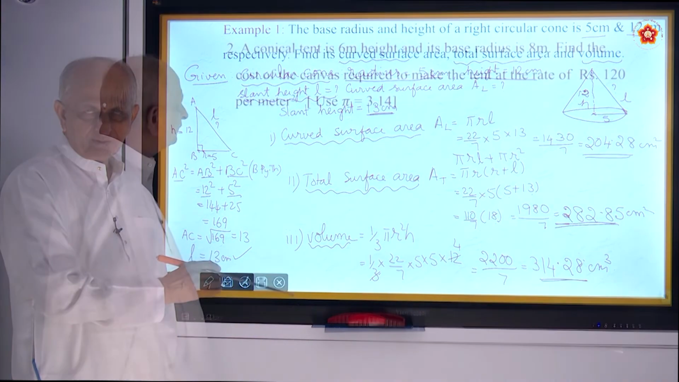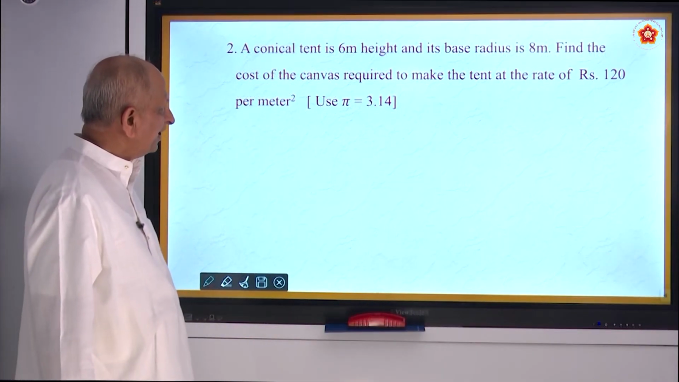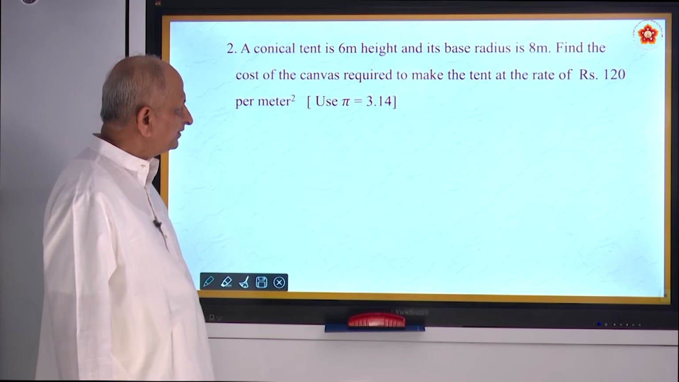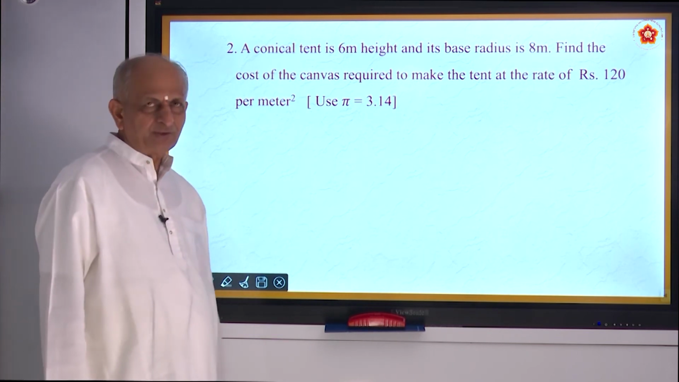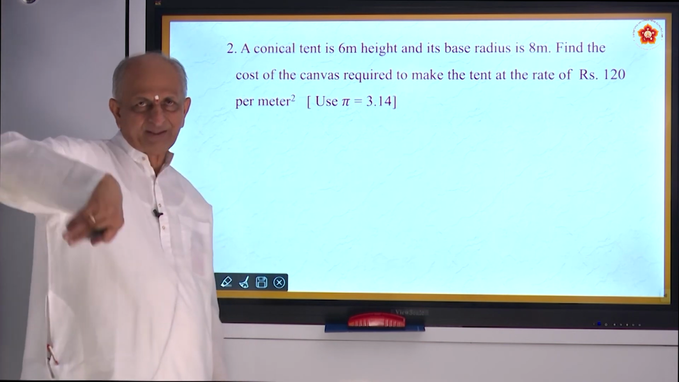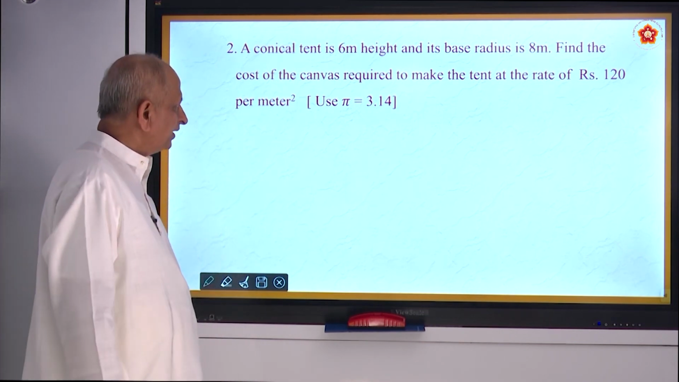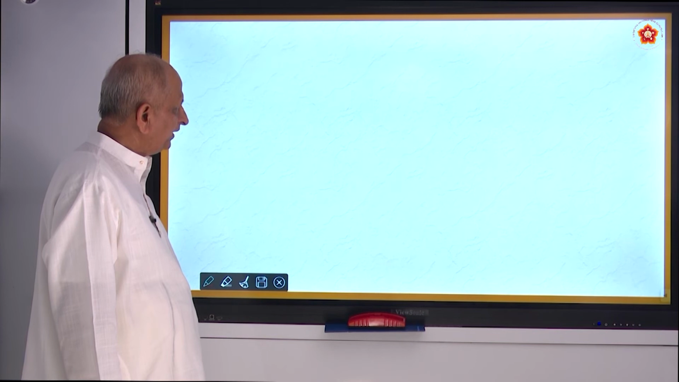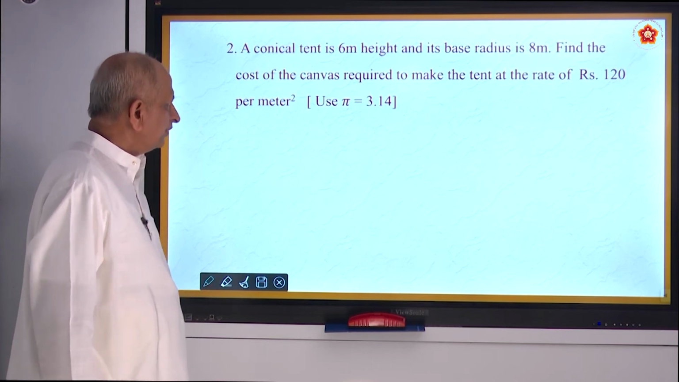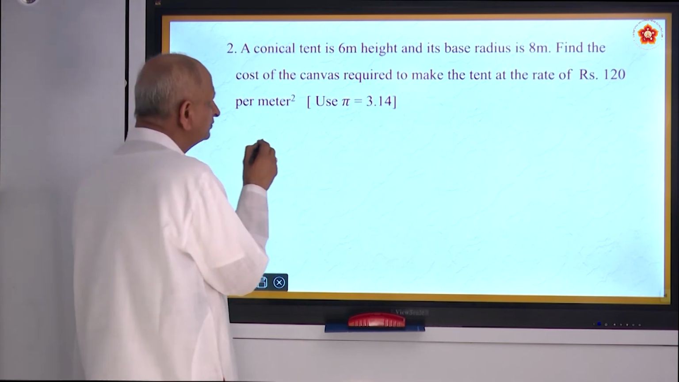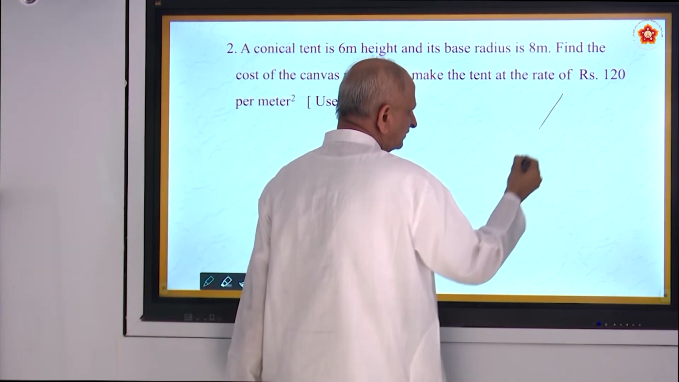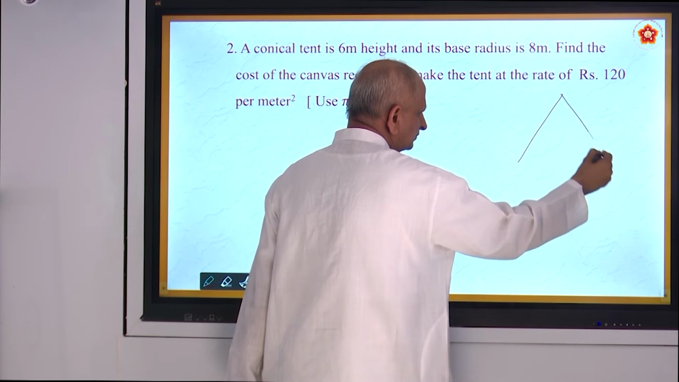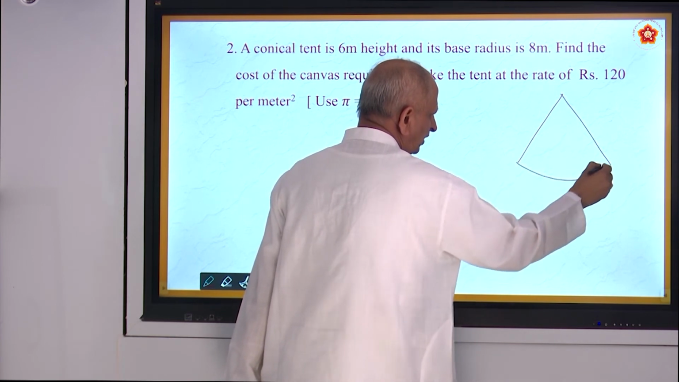Got it? A conical tent is 6 meters height and base radius is 8 meters. Find the cost of canvas. When you say canvas, it is nothing but lateral surface area, at the cost of rupees 120. Alright? So, here I think all of you have seen tents, military tents, and some might have lived also in a tent.